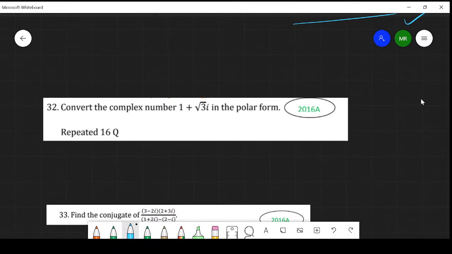Convert the complex number 1 plus root 3i in the polar form. So I have repeated 16 question. In the previous session, complex numbers and quadratic equations part 1, in the previous video, I have done this. Please look into the previous video, you will get this answer.